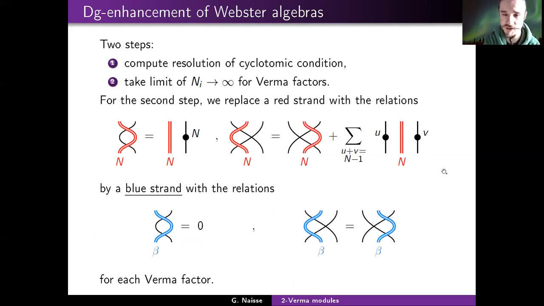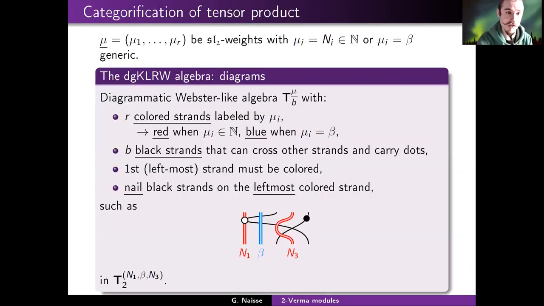And the same thing here, you would need an infinite sum of infinitely many dots. And so you just remove this term. And so for each Verma factor, we will put not a red strand, but a blue strand like this with these relations. And these are the only two ingredients you need.